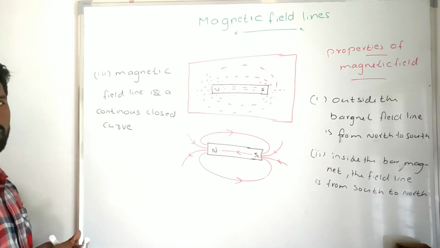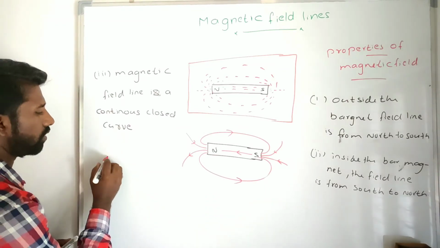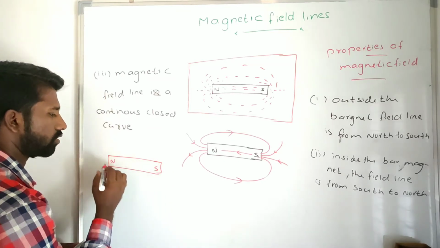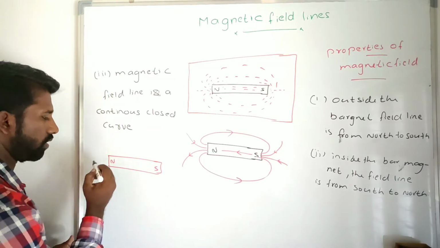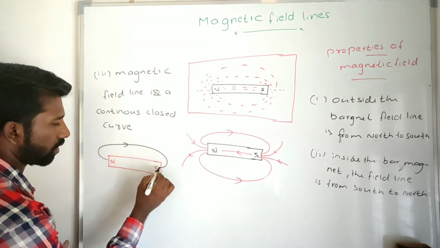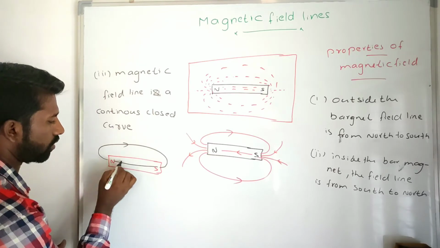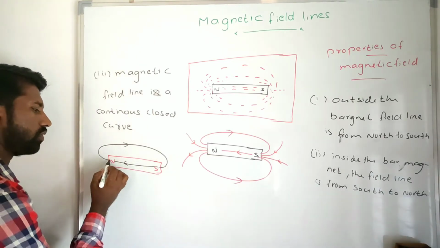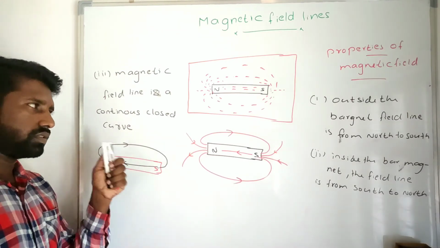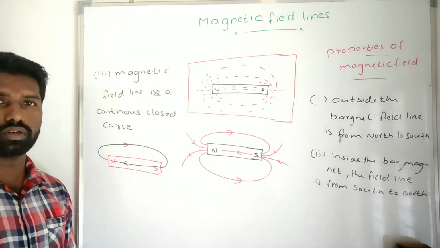What is meant by continuous closed curve? Continuous closed curve means the field lines originate from a point and it is circulating. That means you see this, the magnetic field line originates from the north and ends at the south. Again inside it is continuing like this. So this is a continuous closed curve. There is no break in between also. Okay, so this is the magnetic field line. It is a continuous closed curve.